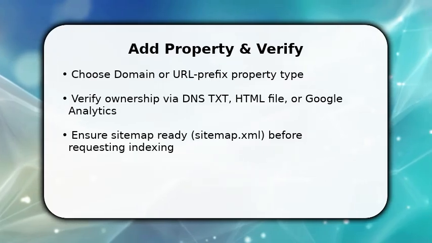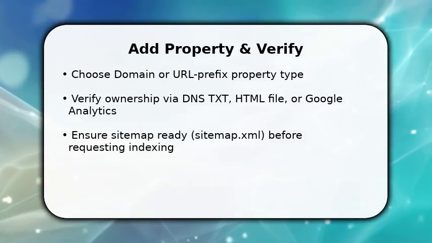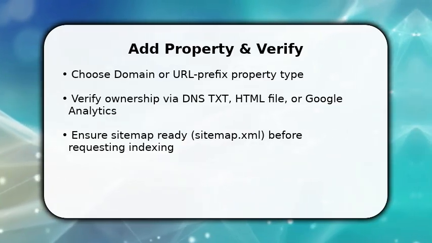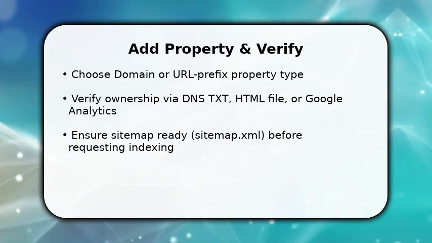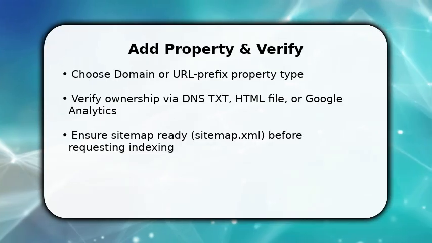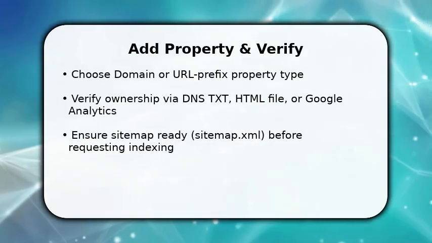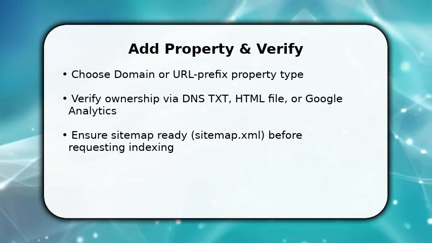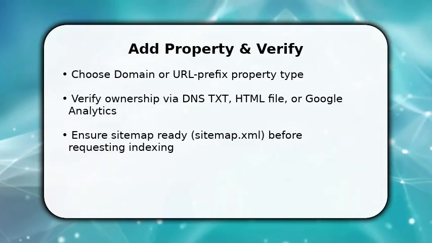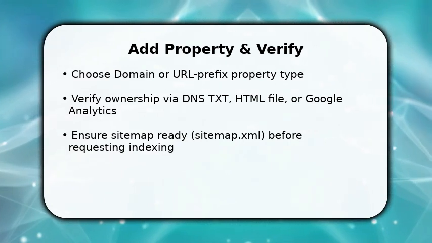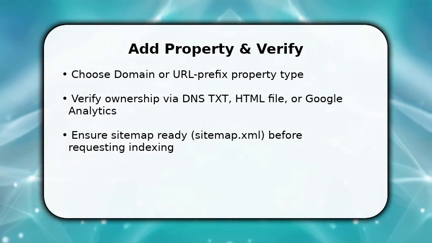Enjoy the video. Start now by adding your site as a property in Google Search Console. You choose domain or URL prefix depending on coverage. I recommend domain for full coverage. Verify ownership immediately using DNS-TXT for domains, or upload the HTML file, or use existing Google Analytics for URL prefix. Once verified, upload your sitemap.XML so Google knows your structure. This speeds discovery. You do this now to unlock indexing tools and site reports, making subsequent steps faster and clearer.